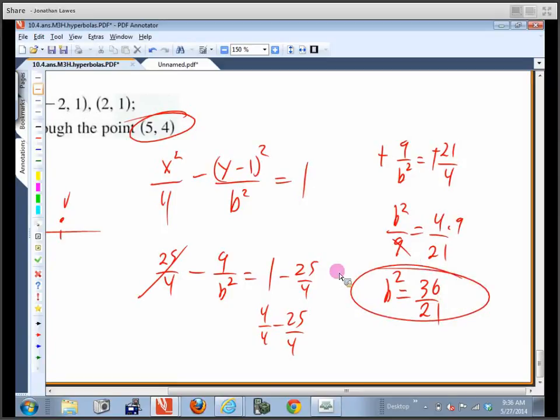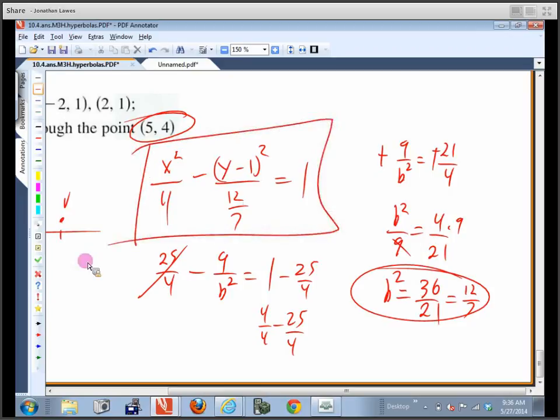I could reduce that a little bit. I can write this as 12 over 7. Is that right? And then I don't need to take the square root or anything. This is just going to be 12 over 7. Now, you can write your answer like that. Occasionally you'd see something like this, x squared over 4, and then you'll see 7 and 12, and then y minus 1 quantity squared equals 1.